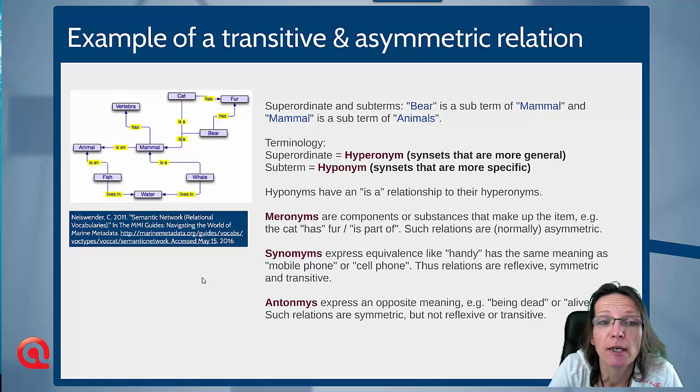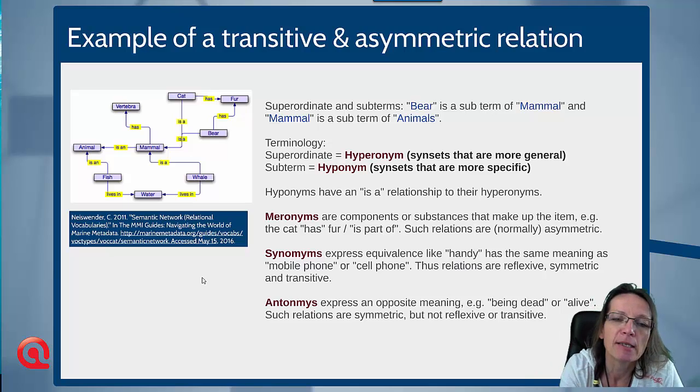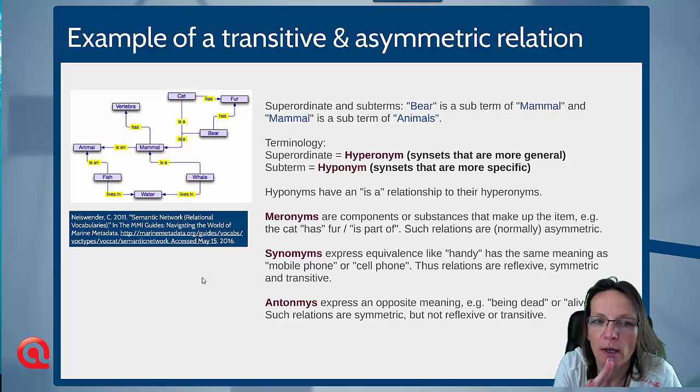Then you find also terms like hyperonyms, synsets that are more general for higher order, and hyponyms, synsets that are more specific. And there is a relation that you do find in Atlas that would basically be used to link a hyponym to a hyperonym, so a superordinate term to a subterm.